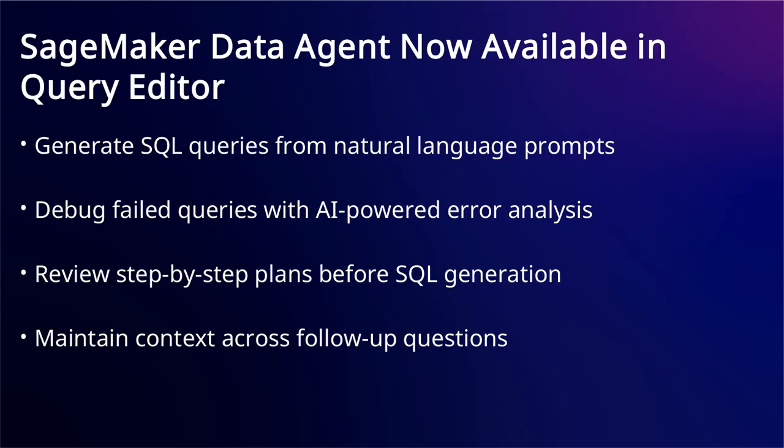When queries fail, you can debug them with AI-powered error analysis that suggests corrections. The agent maintains context across follow-up questions by tracking your connected data sources and schema information, enabling iterative refinement without restarting the conversation. This workflow is available in the query editor within SageMaker Unified Studio across all supported AWS regions with IAM domains.